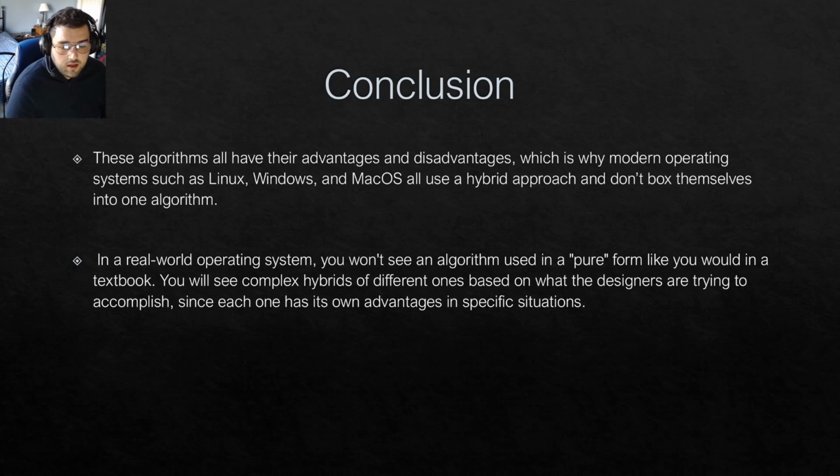In conclusion, these algorithms all have their advantages and disadvantages. And for that reason, modern operating systems such as Linux, Windows, and Mac OS all use a hybrid approach and don't box themselves into using one algorithm. In real world operating systems, you won't see an algorithm used in a pure form like you did in our textbook or my presentation. Instead, you will see more complex hybrids of different algorithms based on what the designers are trying to accomplish in their use case. Since at the end of the day, all these algorithms have their own advantages in specific situations.